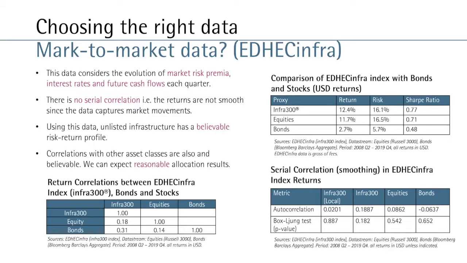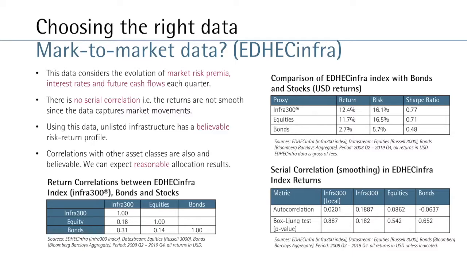This index is built to capture the changes in the market price of risk and interest rates each quarter, using secondary market prices to recalibrate a model of expected returns each quarter. So it's basically a mark-to-market approach.